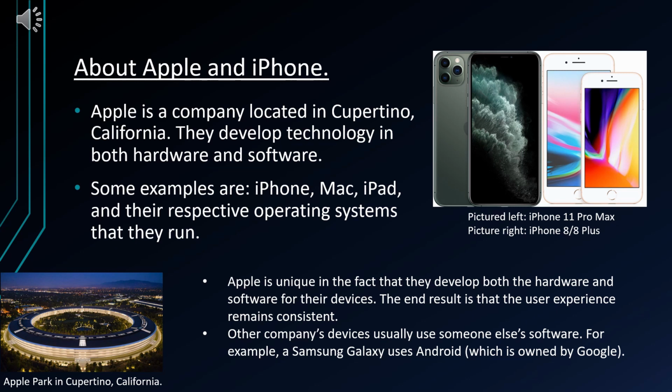Other company devices usually use someone else's software. For example, the Samsung Galaxy uses Android, which is owned by Google. In the pictures at the top, you can see on the left-hand side the iPhone 11 Pro Max, and on the right you can see the iPhone 8 and the iPhone 8 Plus.